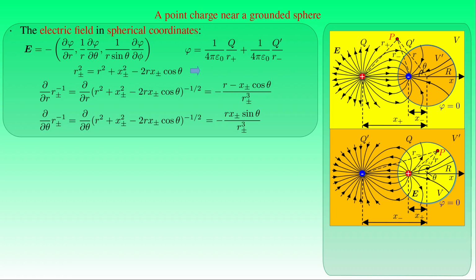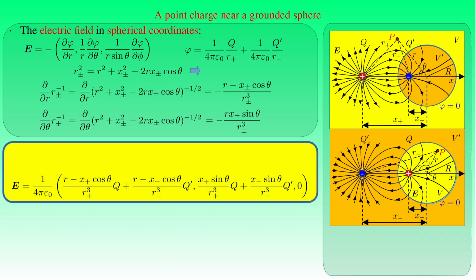If we substitute this result into the negative gradient of the potential phi, the components of the electric field strength E can be written as follows. Its radial component is equal to 1 over 4 pi times epsilon naught, times the sum of the distance r minus the distance x sub plus times cosine theta over the cube of the distance r sub plus times the charge q, and the distance r minus the distance x sub minus times cosine theta over the cube of the distance r sub minus times the charge q prime.